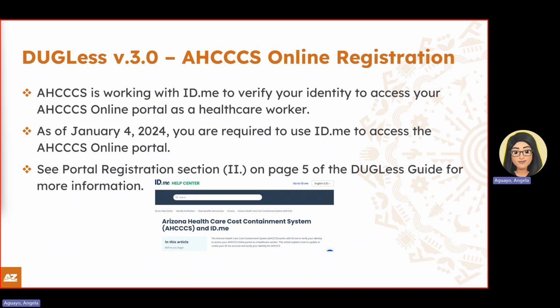As of January 2024, Access is now working with ID.me to verify identity to access the Access Online portal as a healthcare worker. So this is where the DUGLess portal is located inside the Access Online portal. We do have a section in the DUGLess Guide that goes over the steps on how to register for an account. It also has a section on the ID.me requirements and a link to the Help Center, which describes that process.